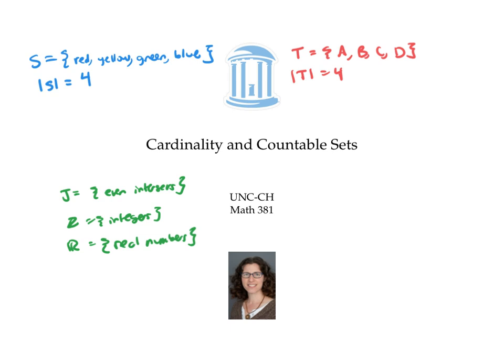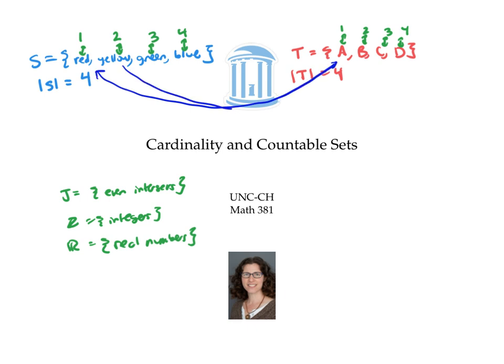But before we go there, let's think a little bit more about what we really mean when we say that this finite set has cardinality 4. When we count up the elements, we're putting them in a one-to-one correspondence, or a bijection, with the numbers 1, 2, 3, 4. We could also put the elements of T in a one-to-one correspondence with the numbers 1, 2, 3, 4. But we could also see that the set S and the set T have the same size without actually referring to any numbers, simply by making a direct one-to-one correspondence between the colors in S and the letters in T.